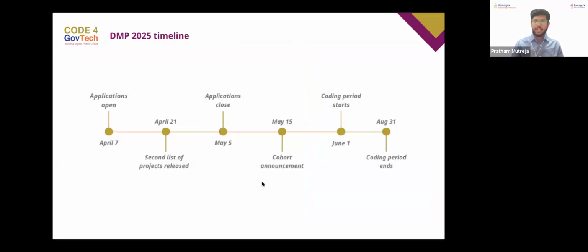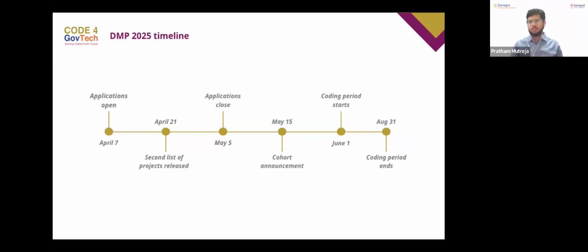So now let's come to the timeline for DMP 2025. The applications open on 7th of April, and on 21st of April, we have a second list of projects to be released. So on 7th of April, we have project list 1. Applications are open. 21st, we release a second list of projects for DMP. And then eventually the applications close on 5th of May. We announce the entire cohort on May 15th.